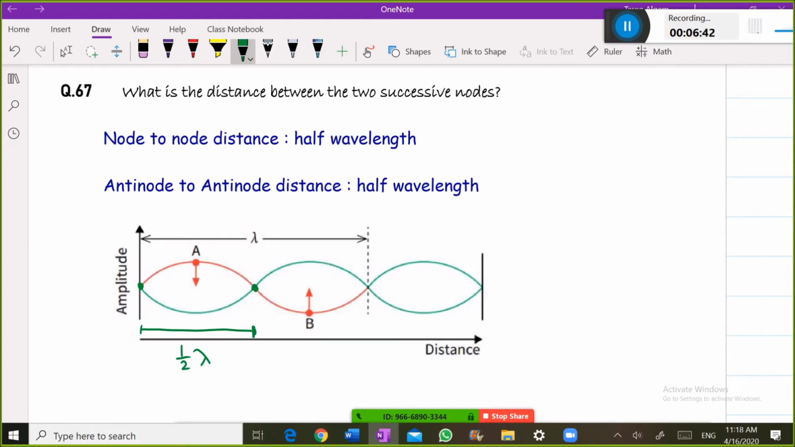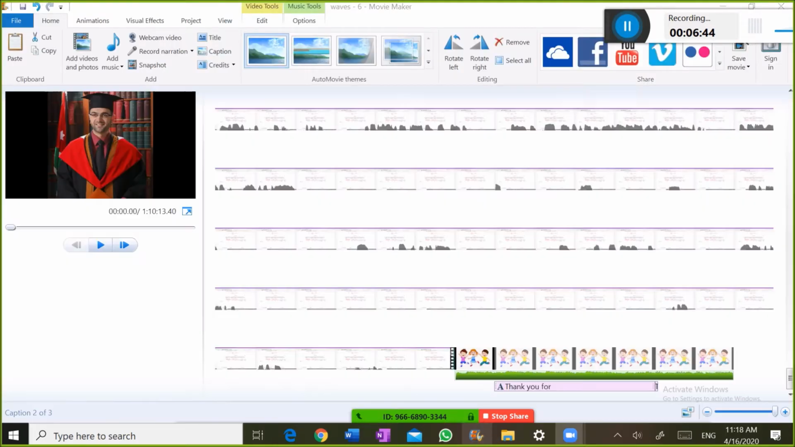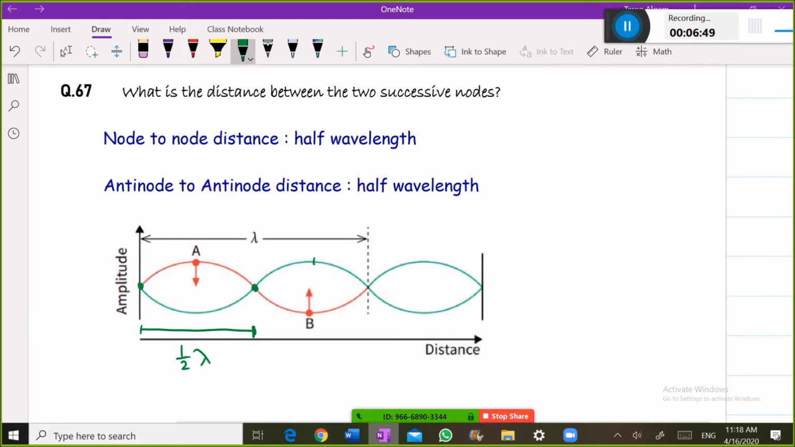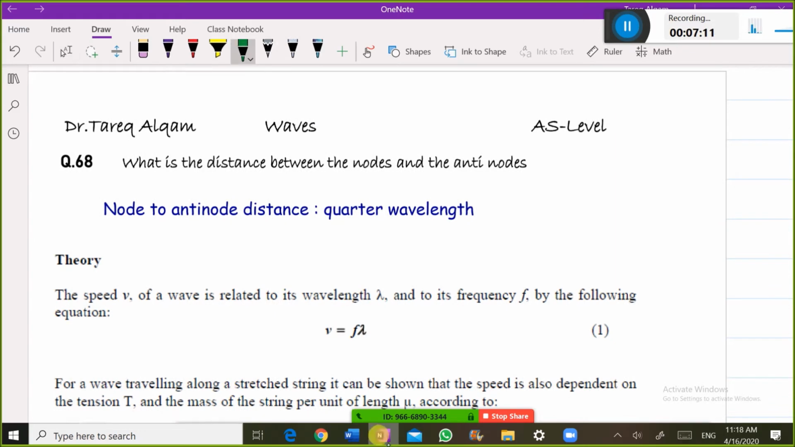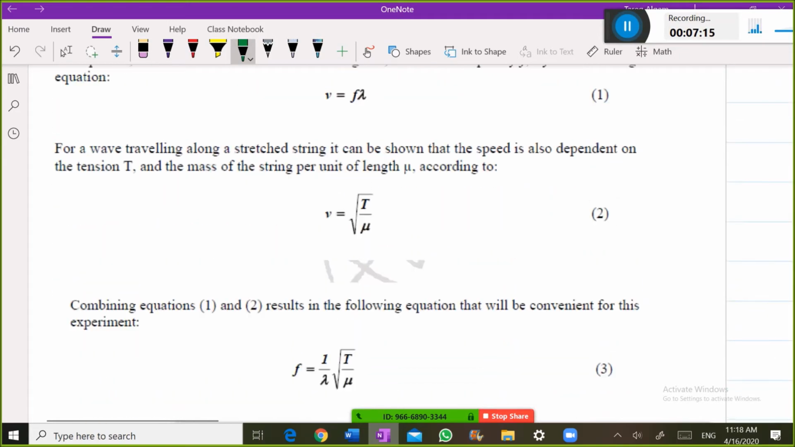Between two successive antinodes, this is an antinode and this is an antinode, also this is half lambda. What is the distance between a node and an antinode? It will be a quarter lambda.